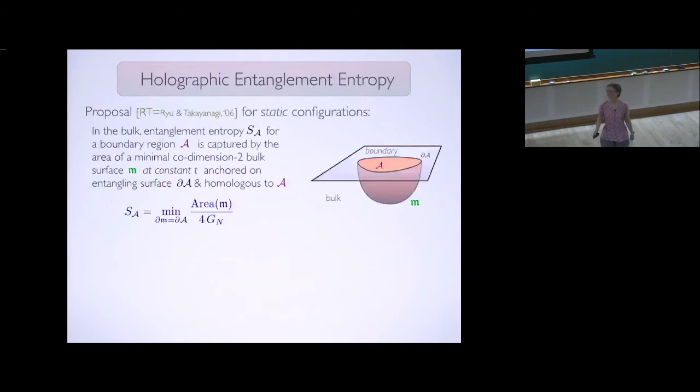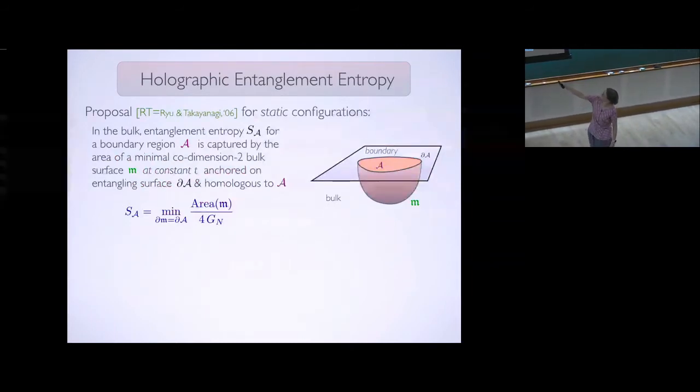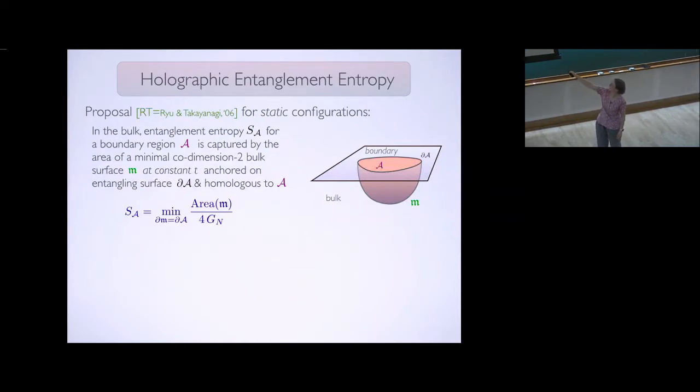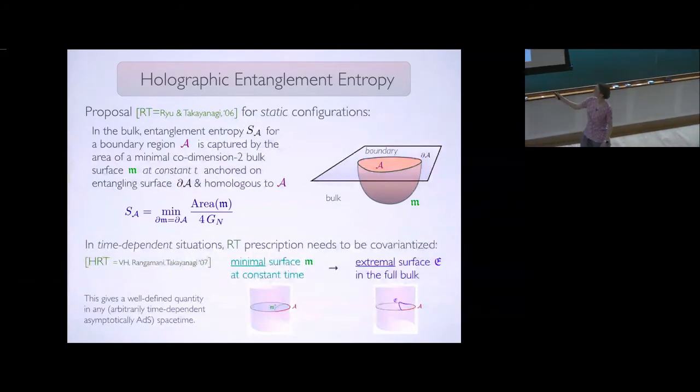So Tadashi very nicely reviewed the prescription that he and Ryu had formulated for static configurations: the entanglement entropy of a spatial region of a CFT is given by the area of the minimal surface in the bulk which is anchored on the boundary of this region and homologous to that region. And you can generalize that. We generalized that very soon to the covariant prescription that holds for any time-dependent geometry.